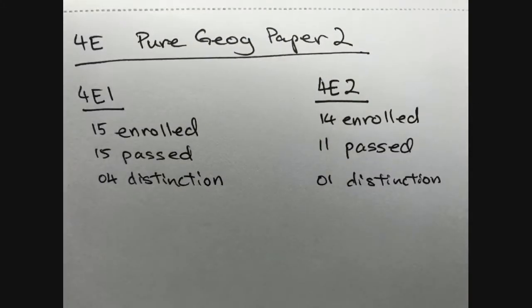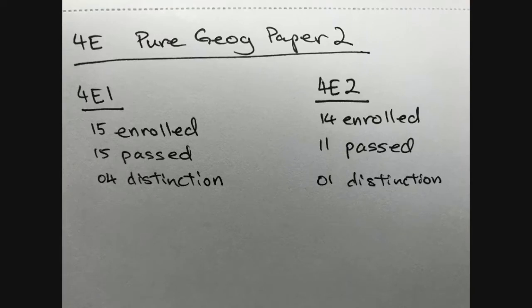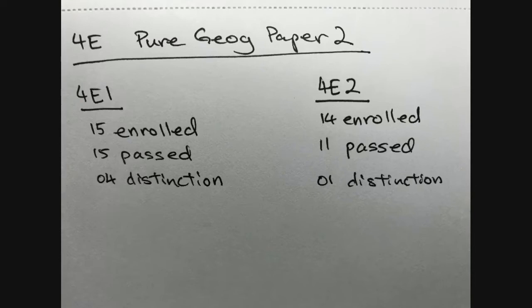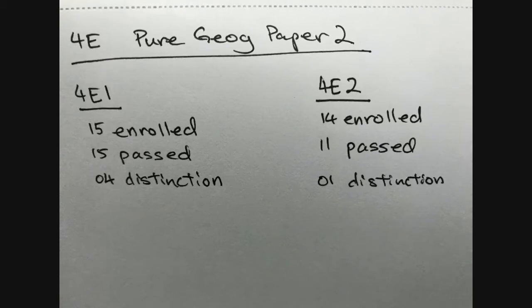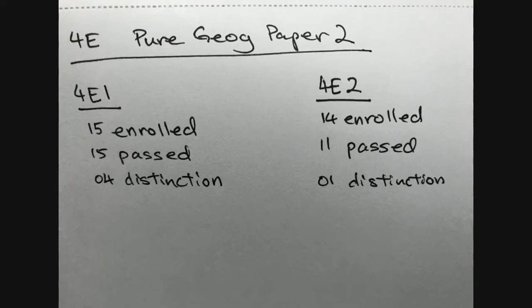Okay, this is the analysis for 4E Pure Geog Paper 2 Mid-Year 2017. For both classes, a total of 29 students enrolled for Pure Geog. For Paper 2, 4E1, 15 passes, 4 distinctions. For 4E2, 11 passes, 1 distinction.